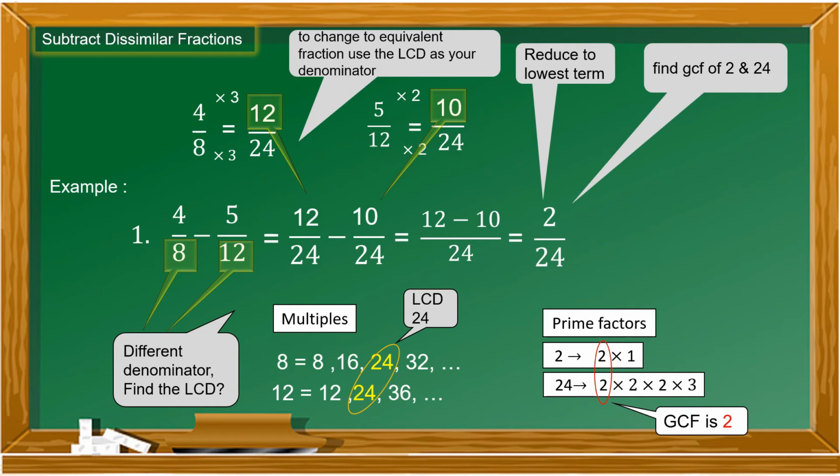You can use this 2 to divide the numerator and the denominator. 2 divided by 2 is 1, then 24 divided by 2 is 12. You now have the final answer, 1/12.